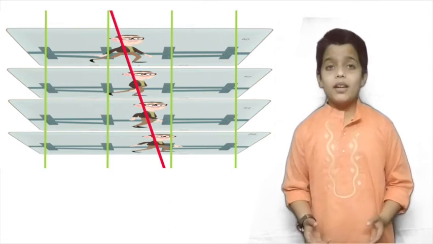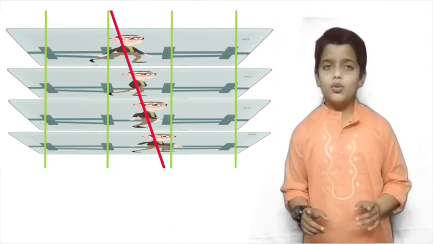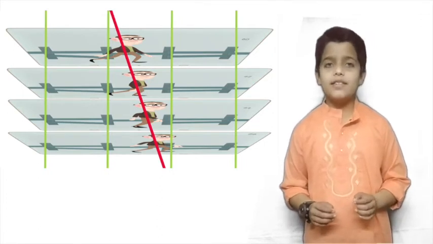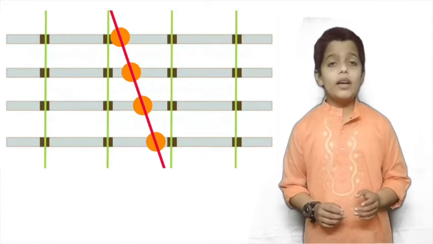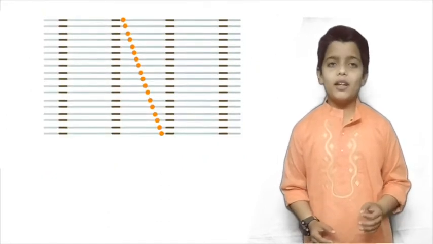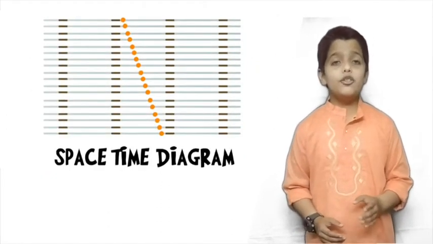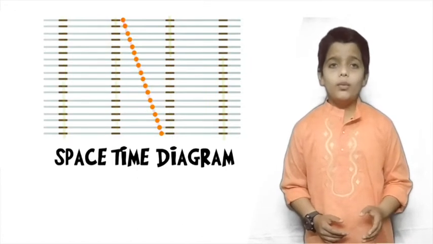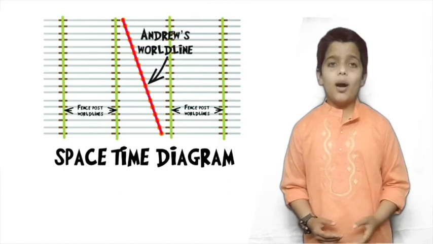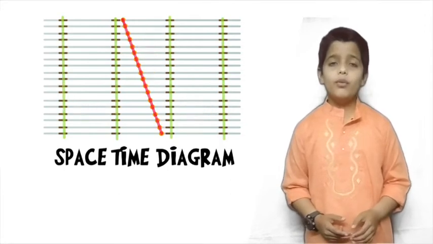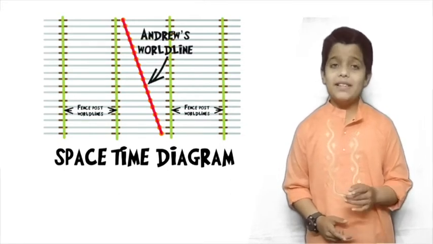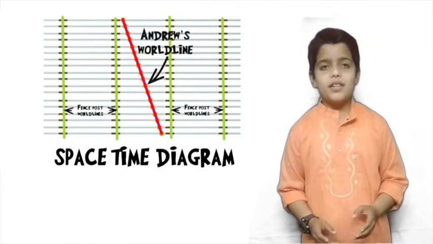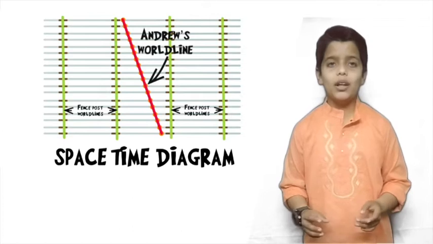Now we can predict everything that will happen to Andrew when we flip through 24 pages every second, including his speed of motion, just by looking. No need to flip through at all. The edge of this flipbook is known as a space-time diagram of Andrew's journey through, you guessed it, space and time. We call the line that represents Andrew's journey his world line.